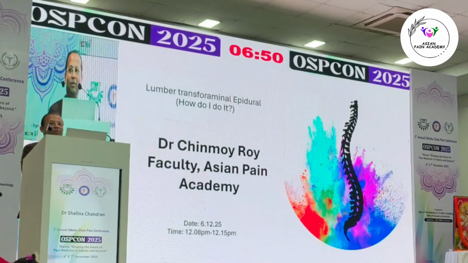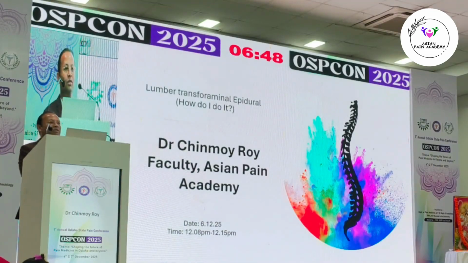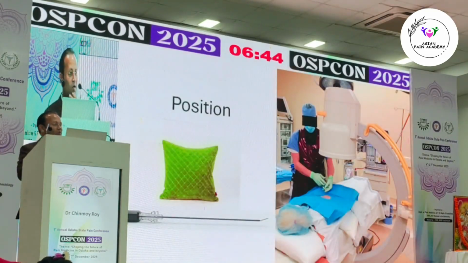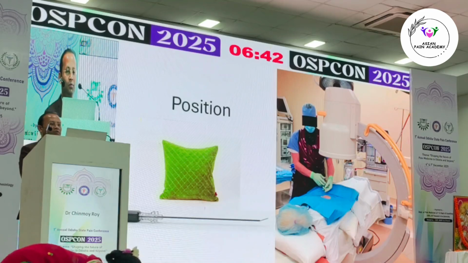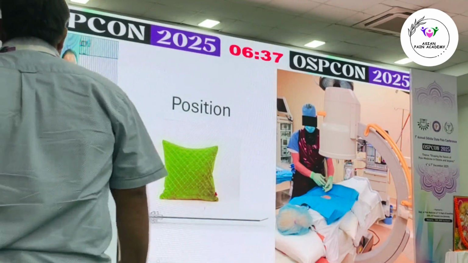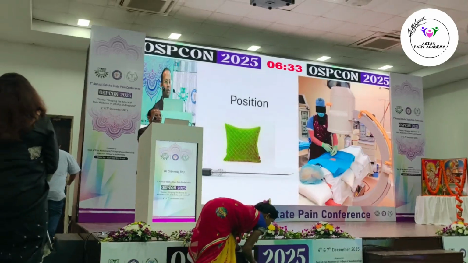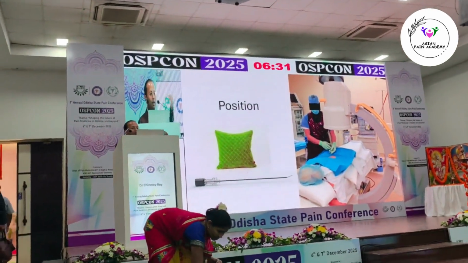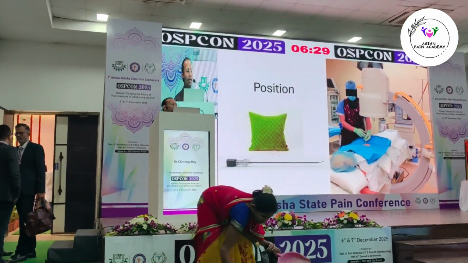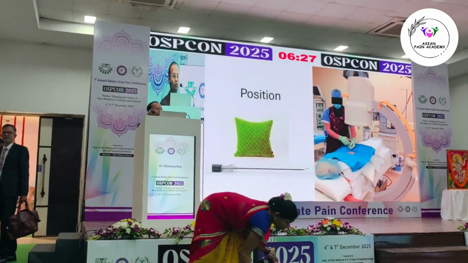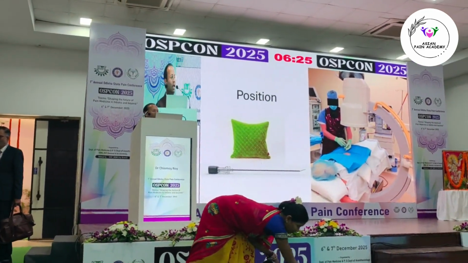Lumbar transforaminal epidural, this is the commonest procedure in a pain clinic. So how do we do it? First, the position for this procedure is a prone position. The patient will lie prone, and then we need to understand the parts of the C-arm. The receiver will be above, and under the bed is the emitter. Of course, when we see the picture, it is an AP image.